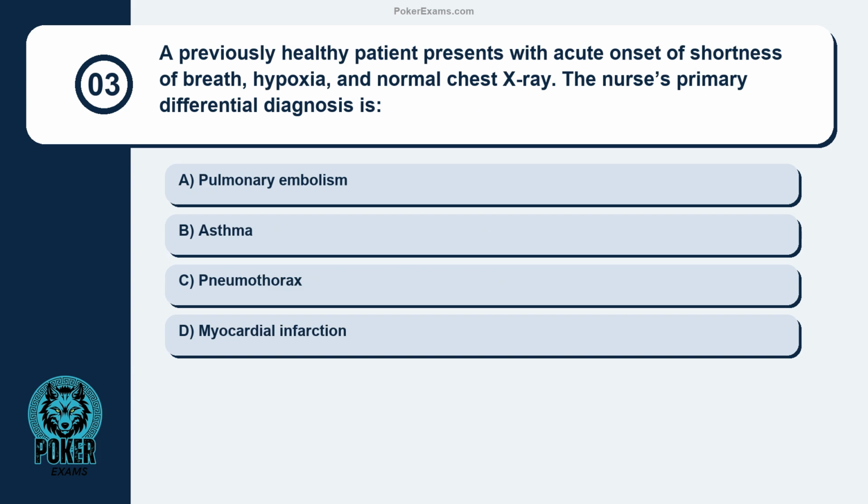Question 3. A previously healthy patient presents with acute onset of shortness of breath, hypoxia, and normal chest X-ray. The nurse's primary differential diagnosis is pulmonary embolism, asthma, pneumothorax, myocardial infarction.